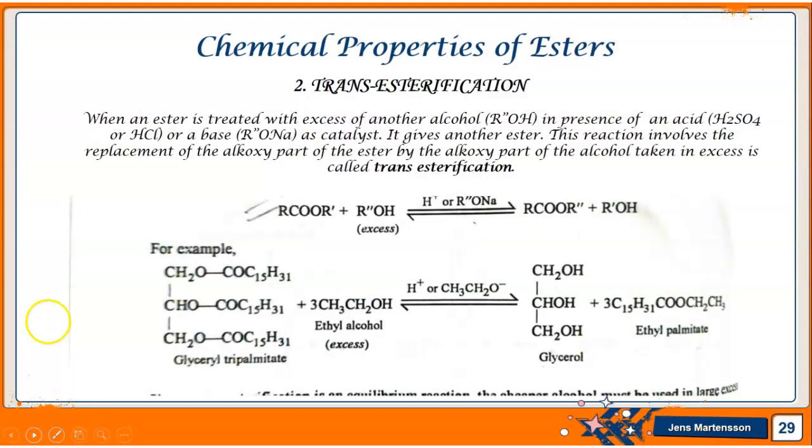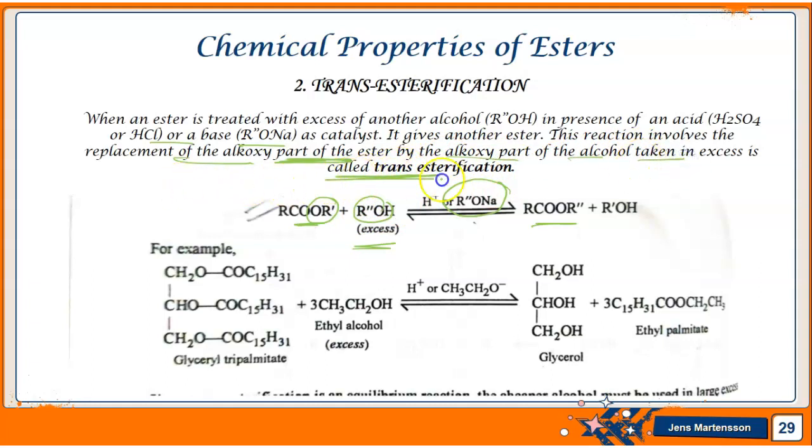So the next one is the transesterification reaction, which you can also call the alcoholysis reaction. What is happening when this ester is treated with another alcohol, in the presence of an acid like H2SO4 or HCl, or a base like R-ONa as a catalyst, it will give you another ester. This reaction involves the replacement of the alkoxy part of the ester by the alkoxy part of the alcohol, with the alcohol taken in excess.